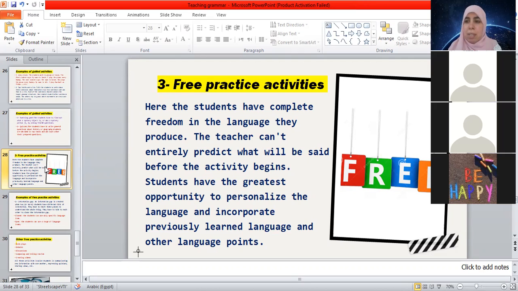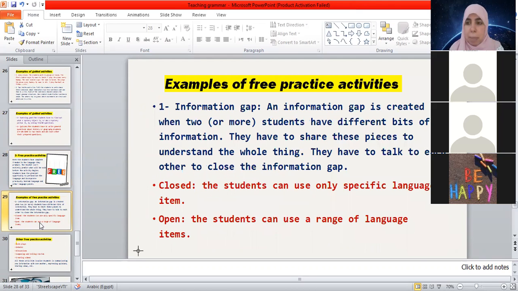It's all about personalization. And they can integrate what they have already learned into the new knowledge or the new lesson. Okay, so it's free practice activity. Okay, it's all about the learner. Okay, we have some examples about free practice activities.